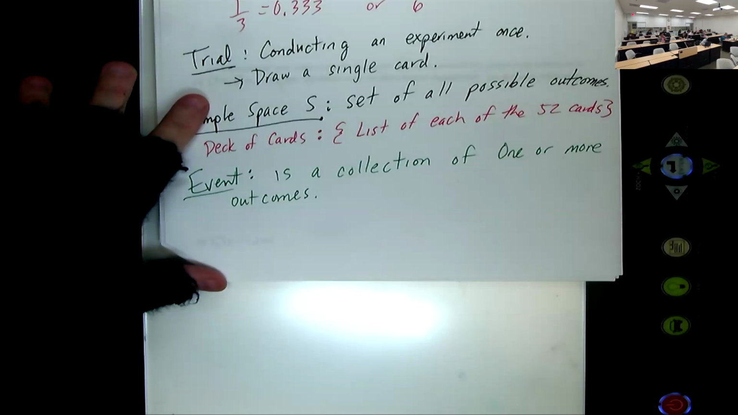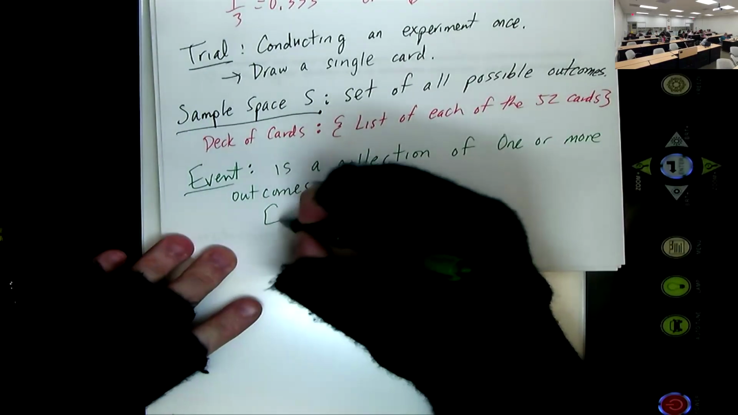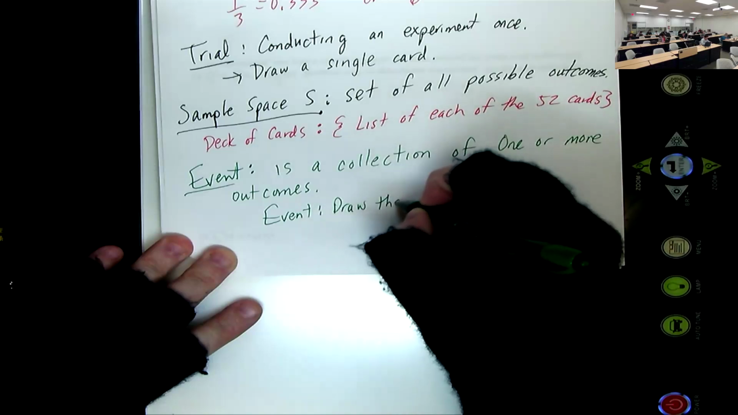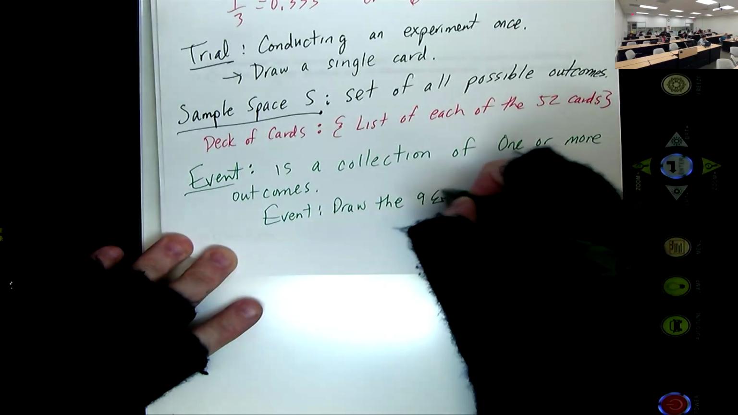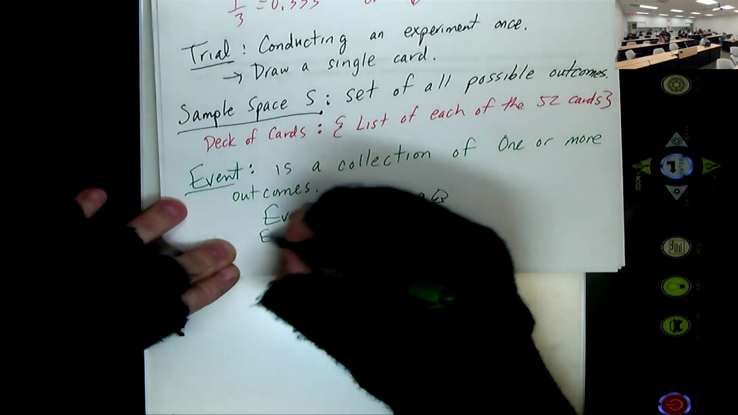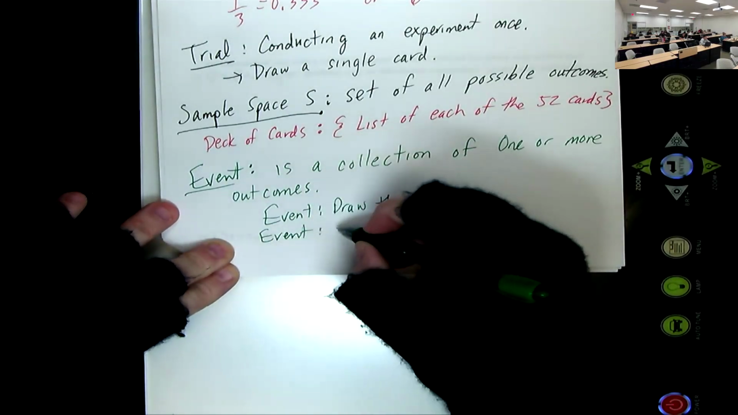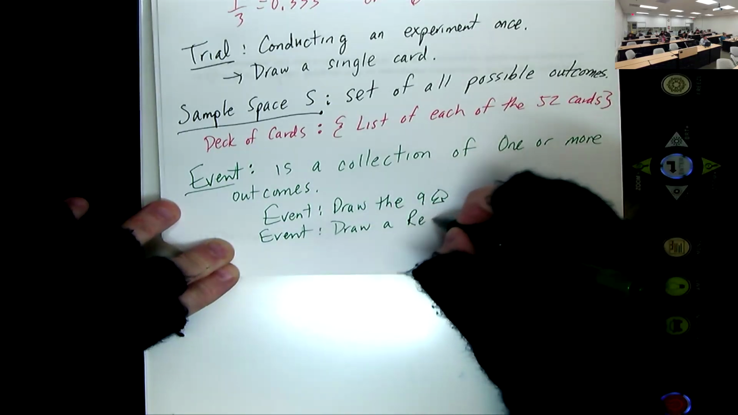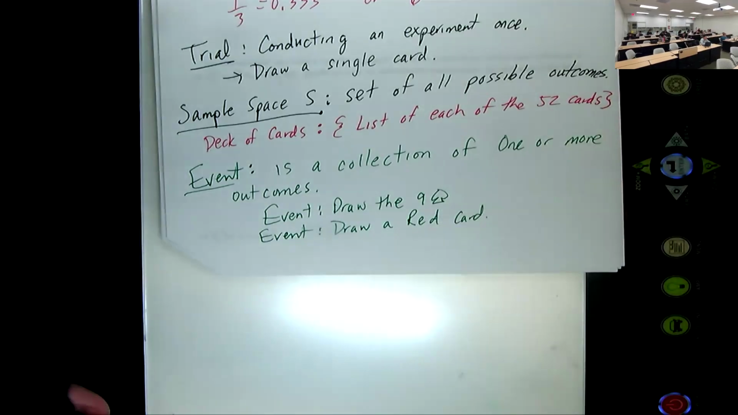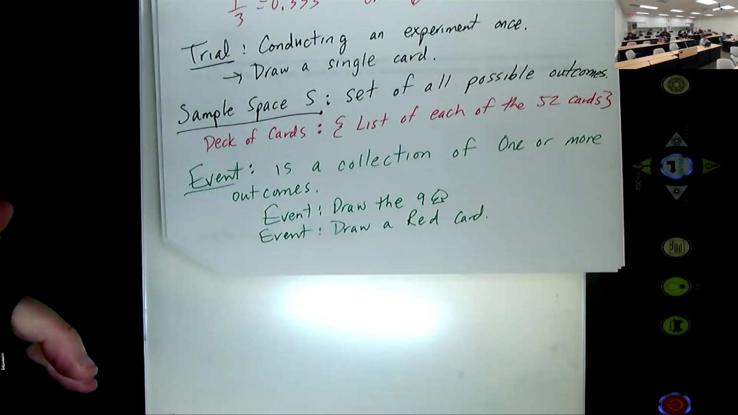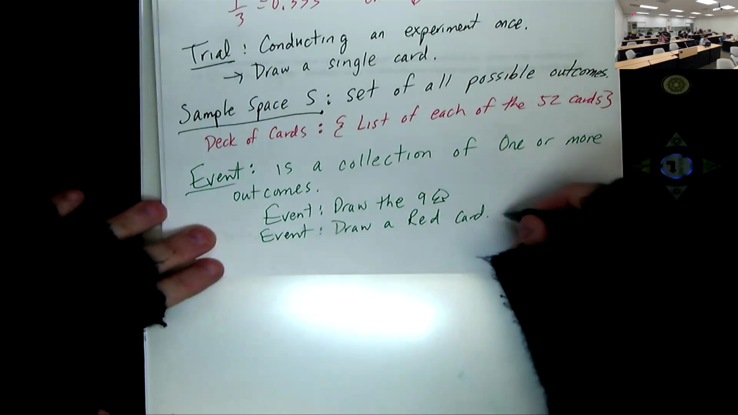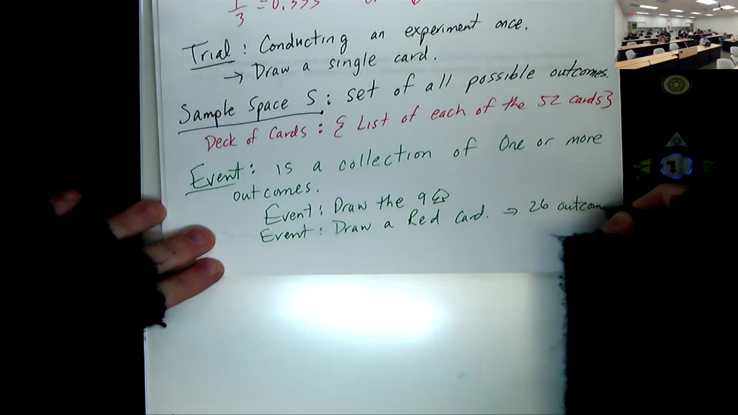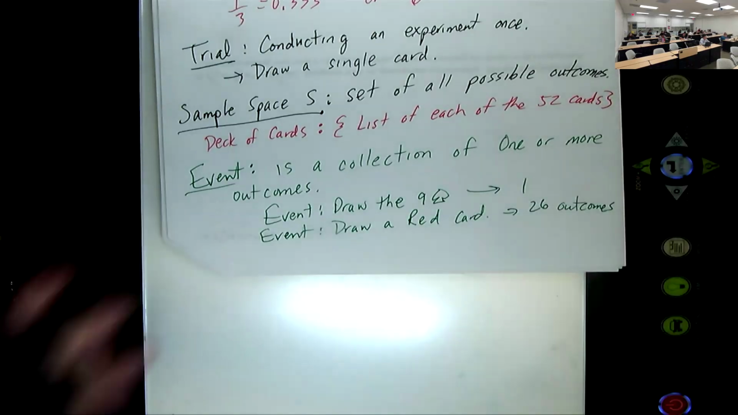Let me give you examples here. Event: draw the 9 of spades. Event: draw a red card. Doesn't have to be exactly one outcome. This one, there's 26 outcomes. That one, there's only one.